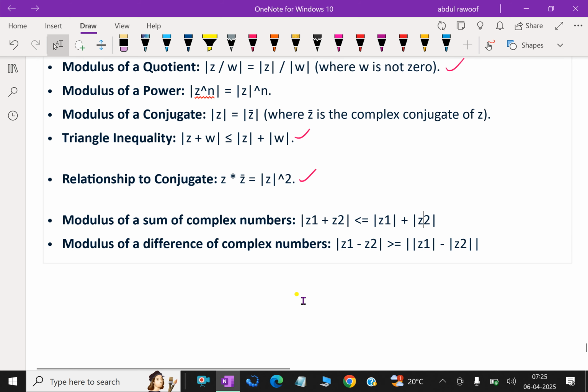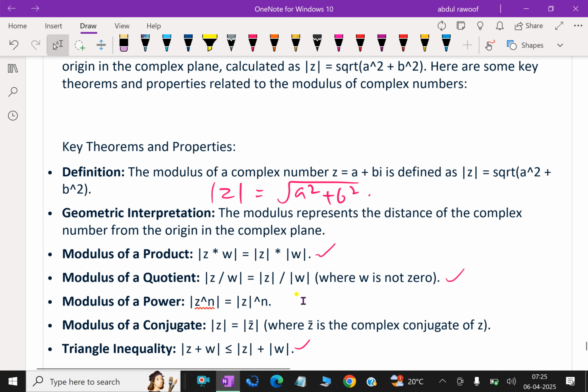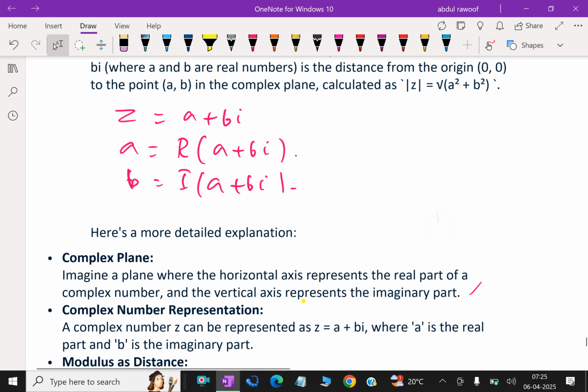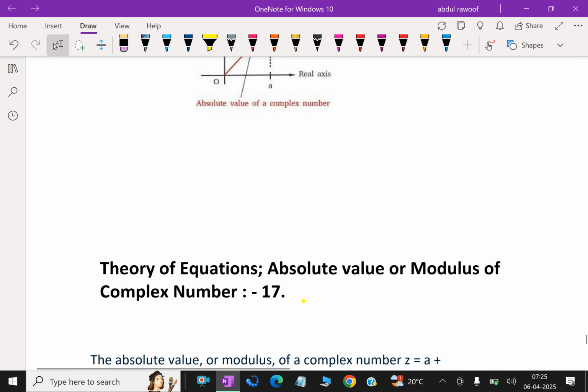Note this point. So far we discussed simply the theorems and properties of absolute values. What is the absolute value of the complex number?